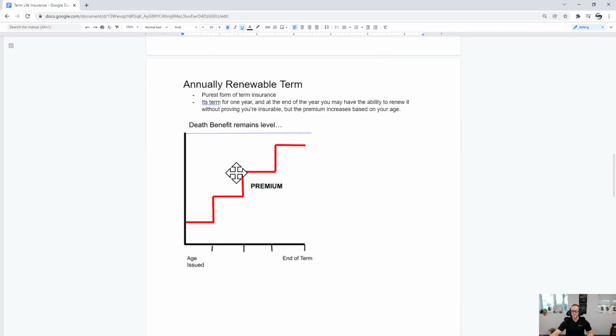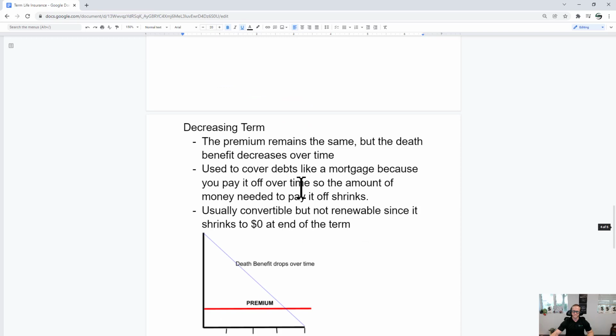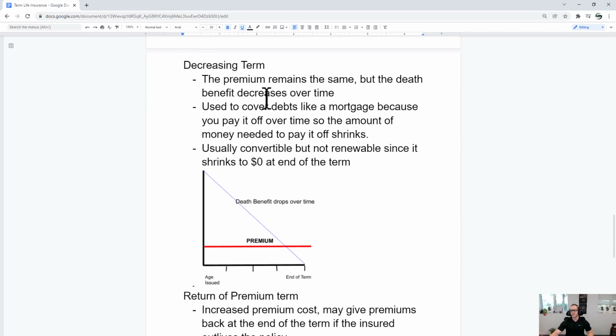The death benefit's level, but what we do is it's very cheap the first year, and then it's going to go up a little and up a little and up a little. Okay. Then there's decreasing term. So decreasing term, the premium remains the same, but the death benefit decreases over time.